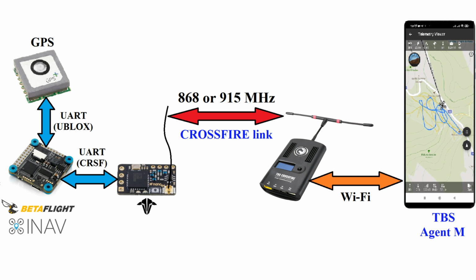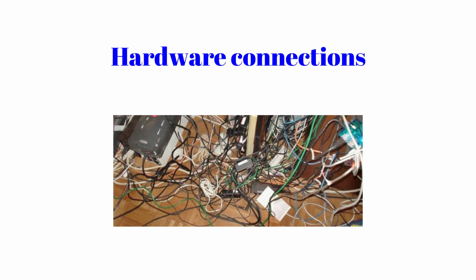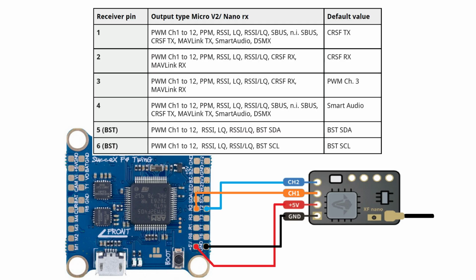Now, several connections must be done at the level of the flight controller, Crossfire receiver, Crossfire transmitter, and smartphone. In what follows, I will present all of these steps. The connection diagram presented here is for my Crossfire Nano receiver, but the same approach can be used for any other Crossfire receivers, like Diversity, Diversity Nano, or micro receivers.